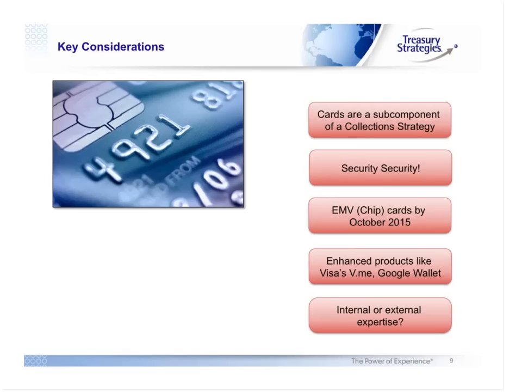Those are being replaced by some banks in some markets with chip cards, but there is enormous pressure by the card companies like Visa and MasterCard for the banks to swap out the magnetic stripe cards with the more secure chip cards. You also want to consider enhanced products like Visa's V.me, Google Wallet. Visa's V.me is one of the newer products. It supports enhanced security as well as faster checkout for online transactions. The interesting thing about that particular product is it's offered free to the merchants and can be used for non-Visa cards like American Express, MasterCard. And then you want to think, are we going to use internal or get external expertise?